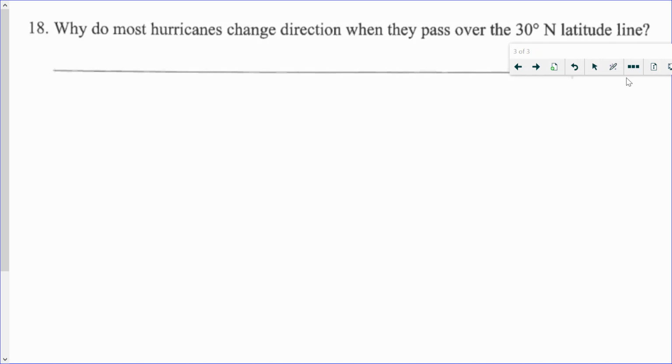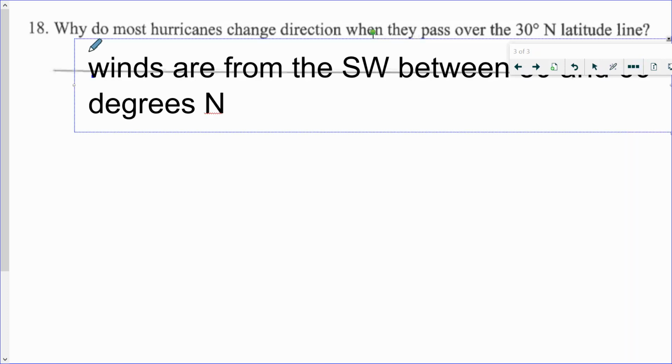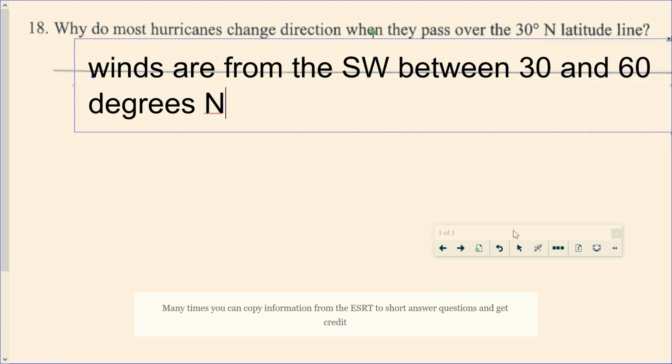Why do most hurricanes change direction when they pass over the 30-degree north line? Let's look at our chart for that. So you're really just writing out, describing what you see in the chart. Sometimes that can get you complete credit.